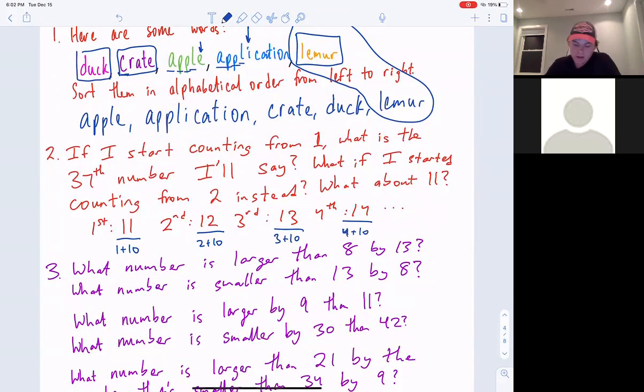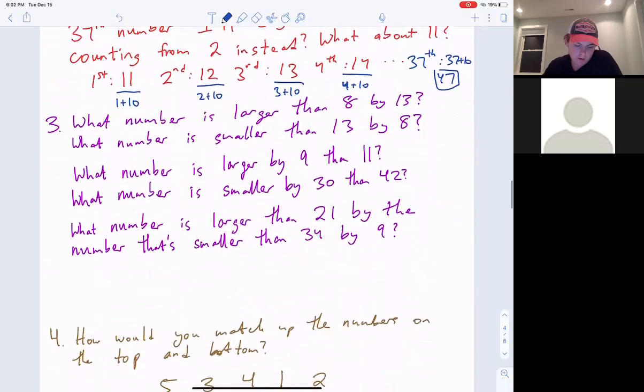So in general, I can find a pattern like this, right? If I started from 33, right, the first number I would say would be 33, and then 34, and then 35. Right? And 33 is 32 more than 1, 34 is 32 more than 2, and so on. So I can always find a pattern like this, and I can use this pattern to tell me that the 37th number would be 37 plus 10, which is 47. Okay, that's question 2. On to question 3.